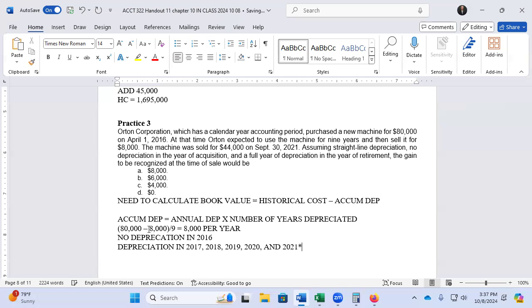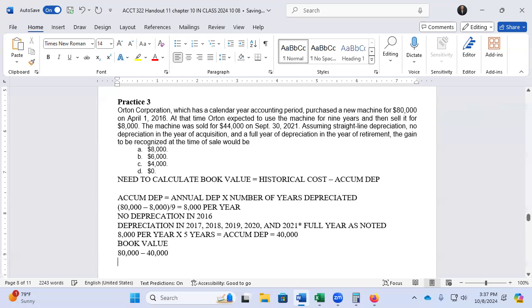Now, 2021 is full year as noted. So we have 8,000 per year times 5 years. And so accumulated depreciation equals 40,000. Book value, we have the 80,000 cost minus the 40,000. And so that equals 40,000.